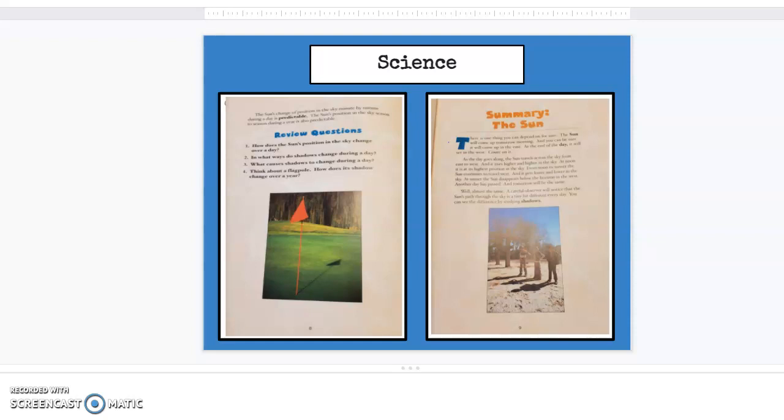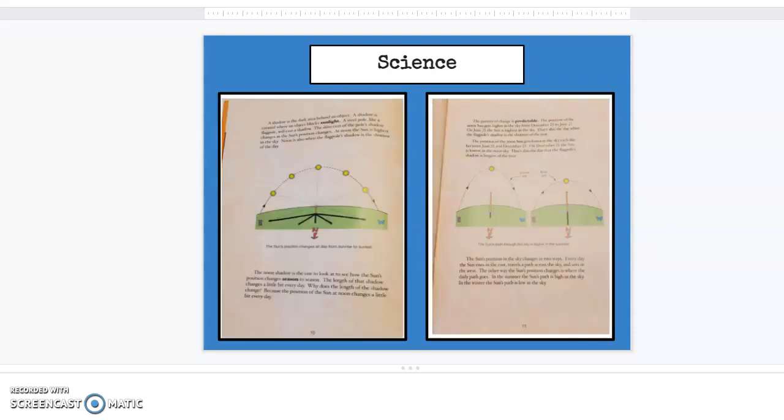Well, almost the same. A careful observer will notice that the sun's path through the sky is a tiny bit different every day. You can see the difference by studying shadows. A shadow is the dark area behind an object. A shadow is created where an object blocks sunlight. A steel pole, like a flagpole, will cast a shadow. The direction of the pole's shadow changes as the sun's position changes.